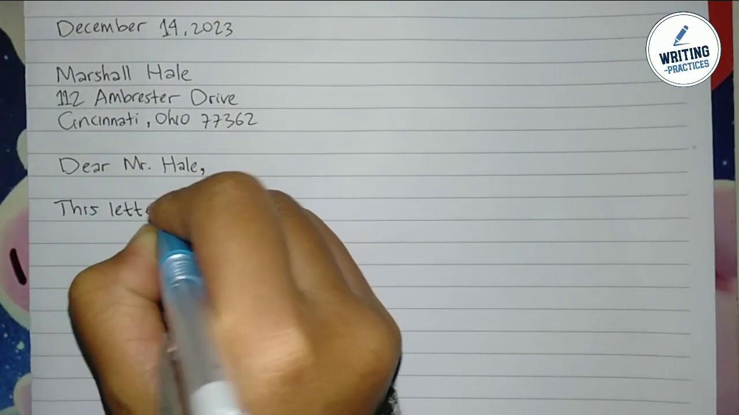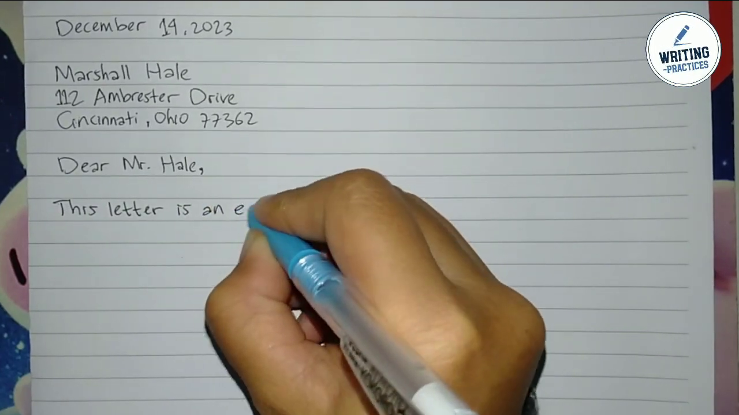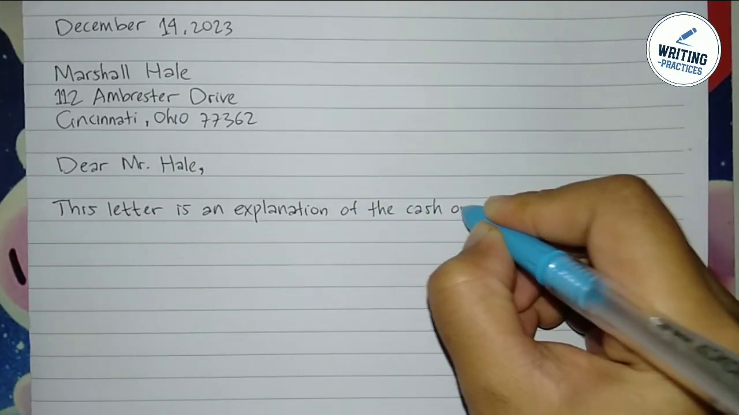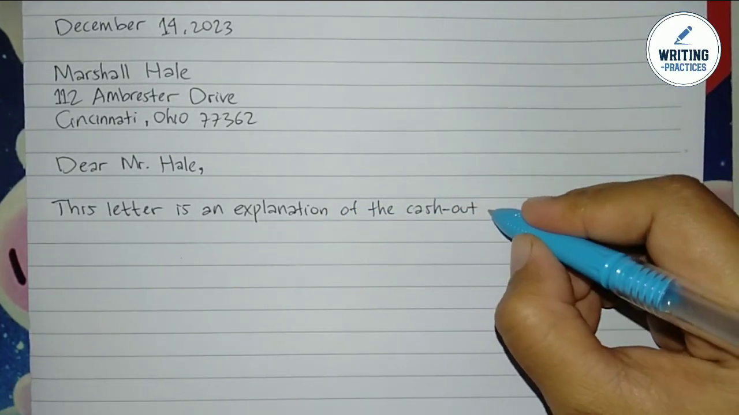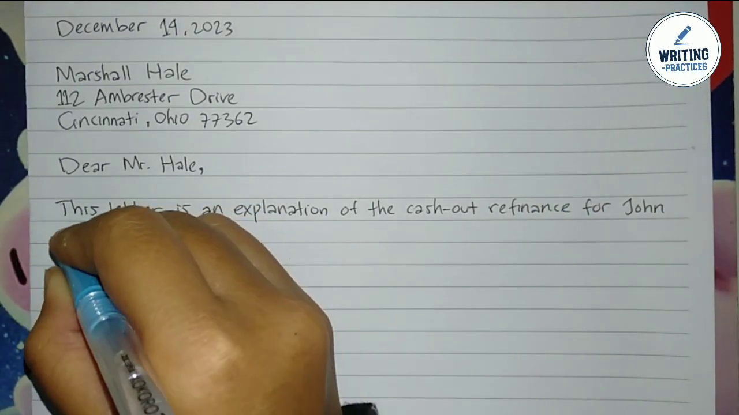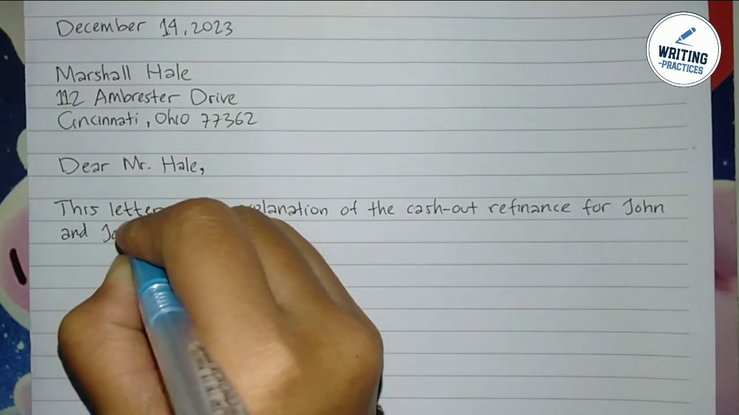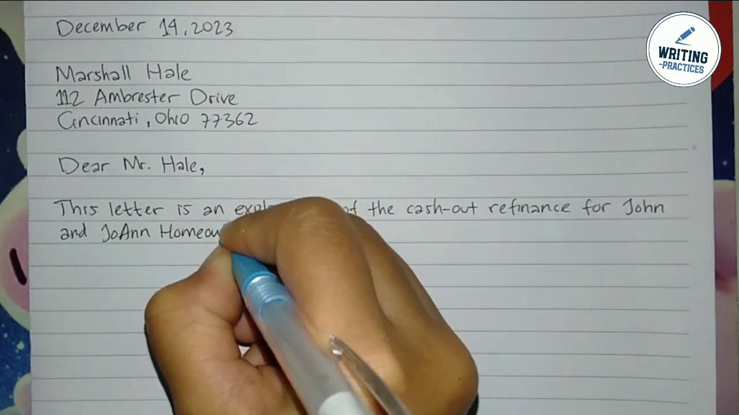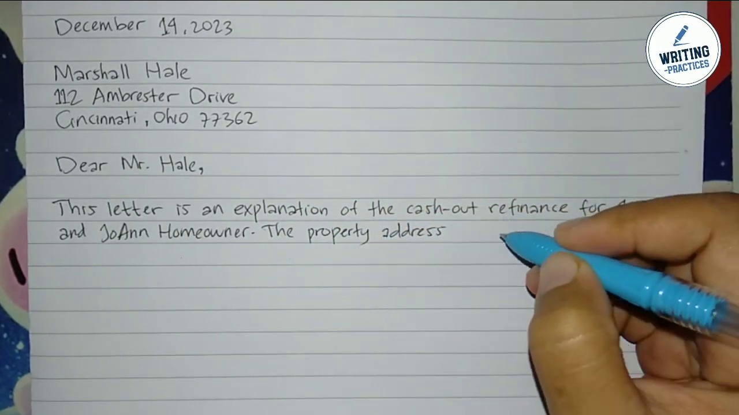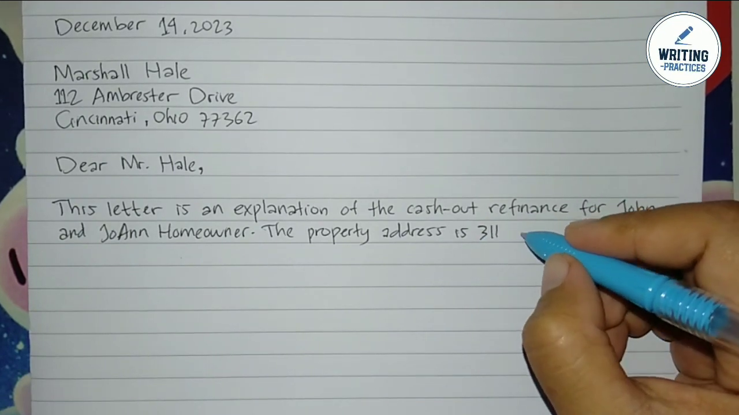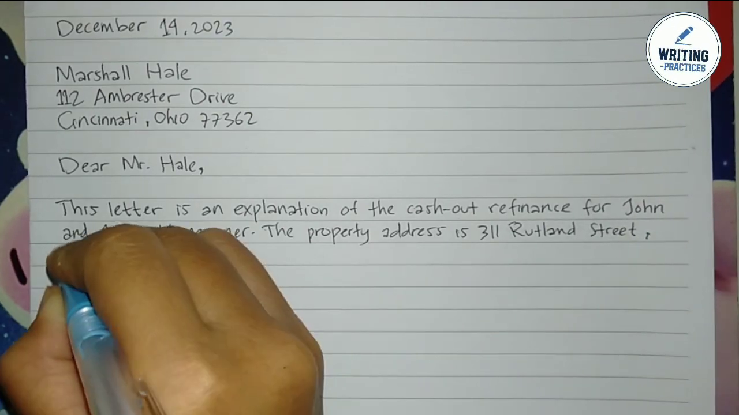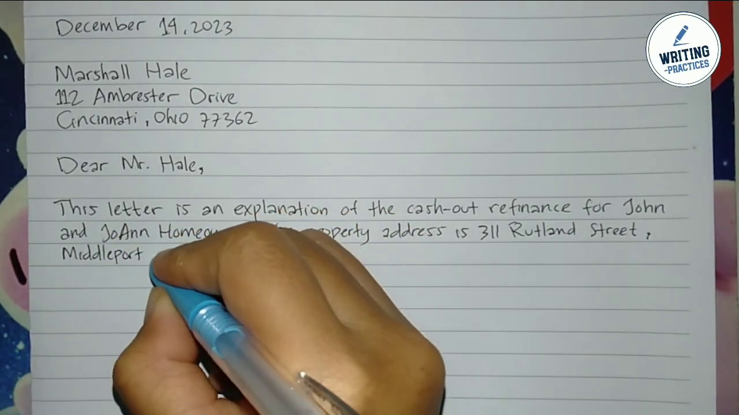In the first paragraph, tell the recipient why you are writing this letter. You need to state it clearly that this letter is an explanation letter of the cash-out refinance. And mention the name of the homeowner. For the next, write the address of the property or house. When you write the address, include the number, street name, city, state, and zip code.